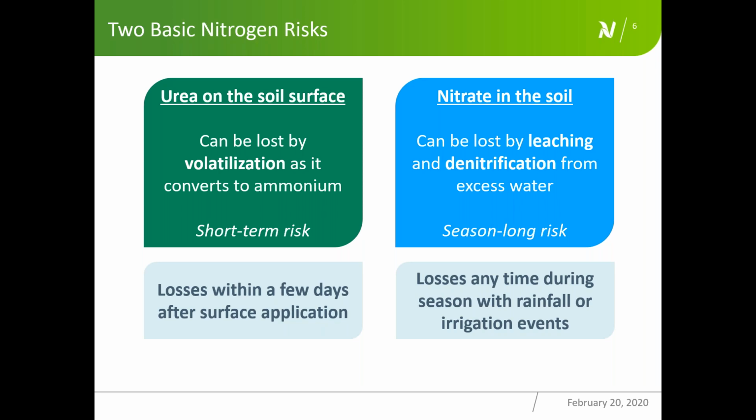So as long as that nitrate is in the soil, which we kind of need for the crop, we can have the risk of that nitrate loss. And it's associated, as I said, with rainfall and irrigation events that are in excess of what the crop needs or in excess of the soil's ability to store that moisture.